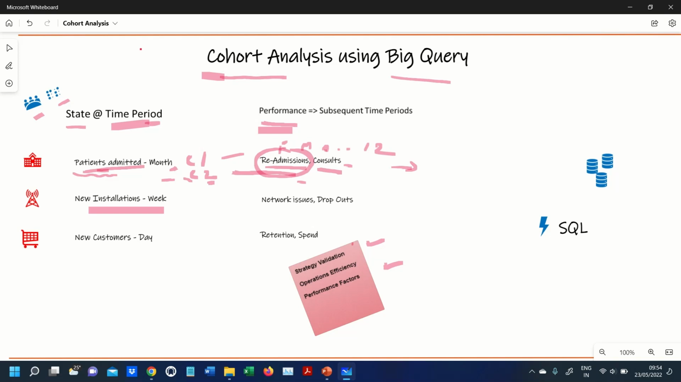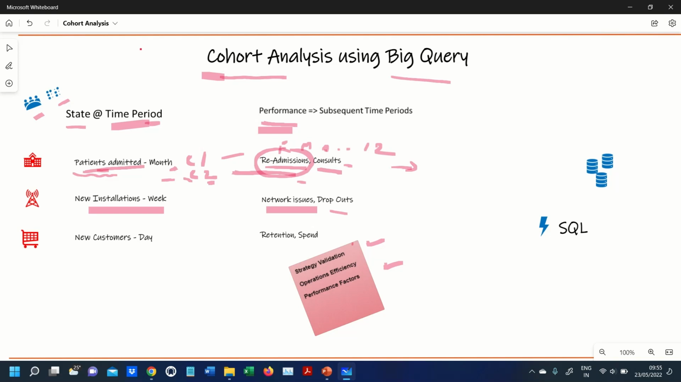So how many new installations means new customers have joined the business, and then among the people who joined, who got the installations done in the first week, how many network issues did they raise, and how many of them have dropped out of business, or terminated their connections. And over the next 12 weeks that we need to study on that.